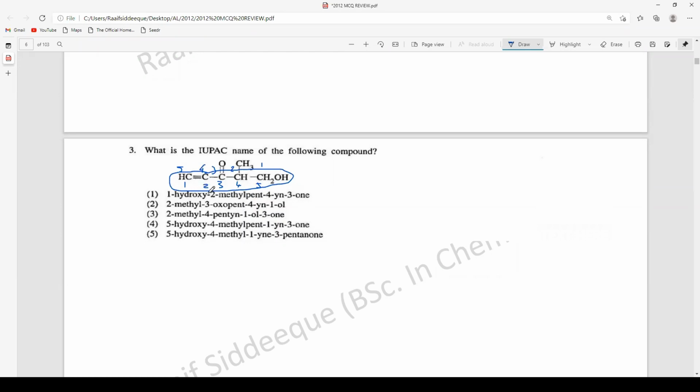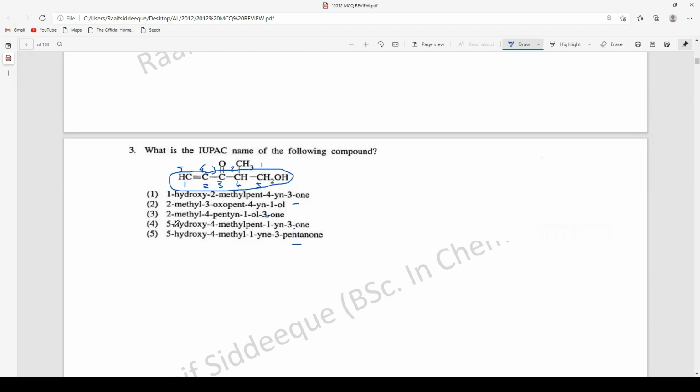According to that, this is a ketone, so it should end in the -one form. And it is at position 3, so it should be 3-one. There are 3 parts to the answer like that. And then when you count the substituent groups, there should be 5-hydroxy, then 4-methyl, then 1-alkyne.